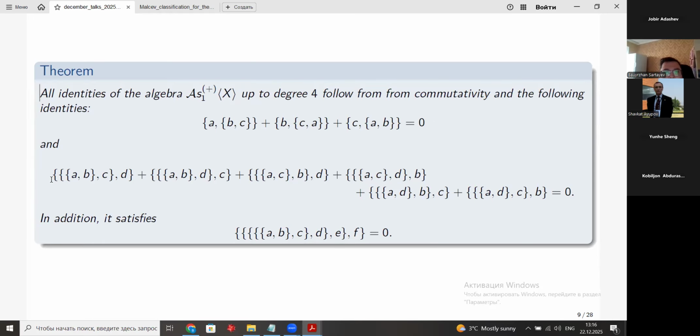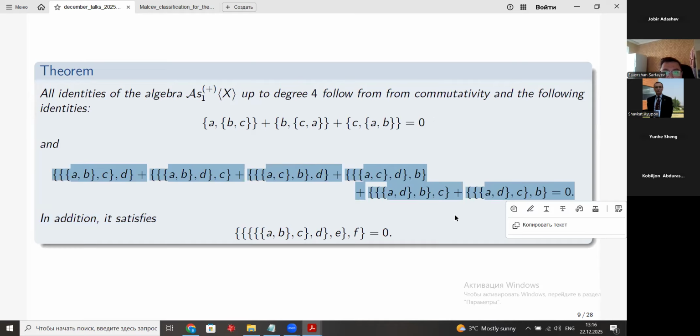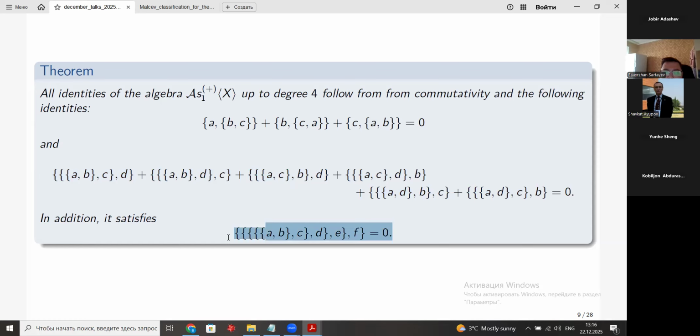And at degree 4, we obtain this identity. And there is no identity of degree 5. I mean, there are no new identities. And in degree 6, we also obtain nilpotency of degree 6 under the anti-commutator. I'll later explain why we always obtain this one, I mean, in the case of first type associative algebras.